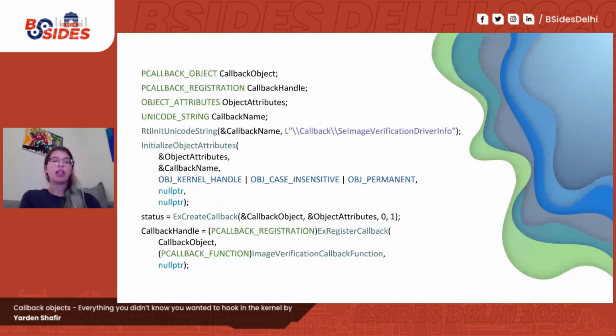As we can see, like with almost any object, we need to initialize the object attributes, part of which are the name of the callback we want. Then we call ExCreateCallback to get the object. And then we use that object to register our own function. In this case, I call it image verification callback function. And then every time a new driver is going to be loaded, the kernel is going to notify our callback and any other function that was registered for this callback.